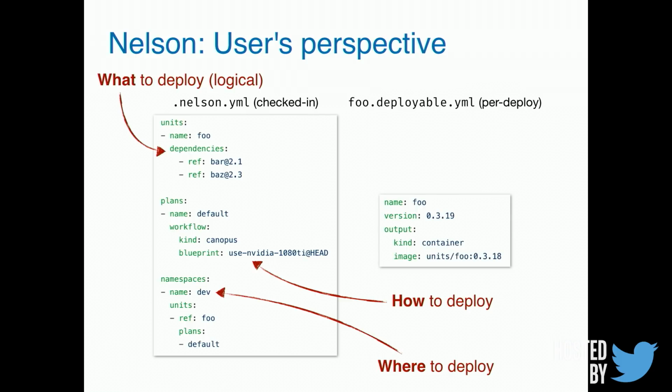The second file that you're going to work with is called the deployable file. Instead of being checked in, this is going to be attached on a per release basis, or as of recently, a per GitHub deployment basis. So this ties together the logical definition of what to deploy with the physical. Here I'm saying I'm deploying the thing with logical name foo. This is going to be the version of myself. And this is the actual Docker container I want you to deploy that corresponds to it.